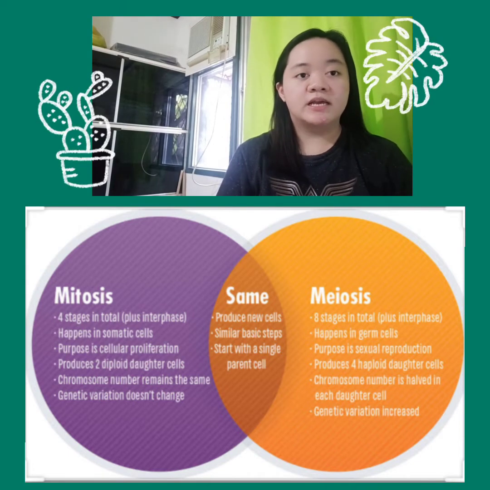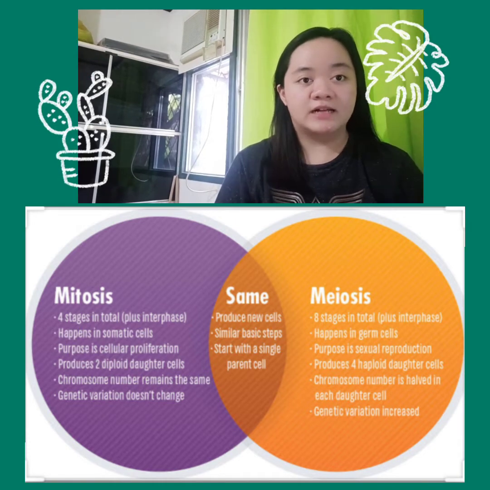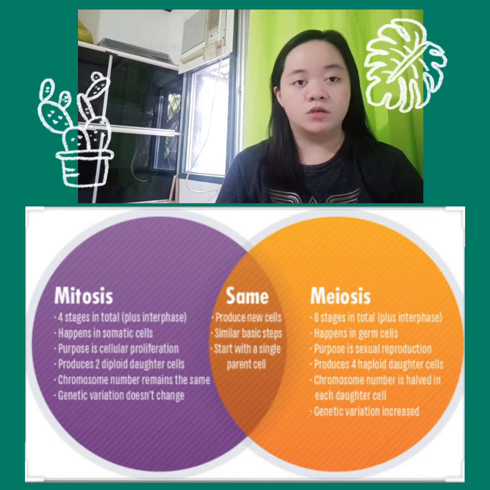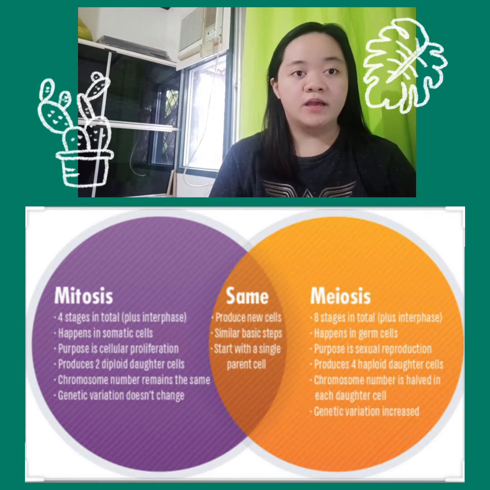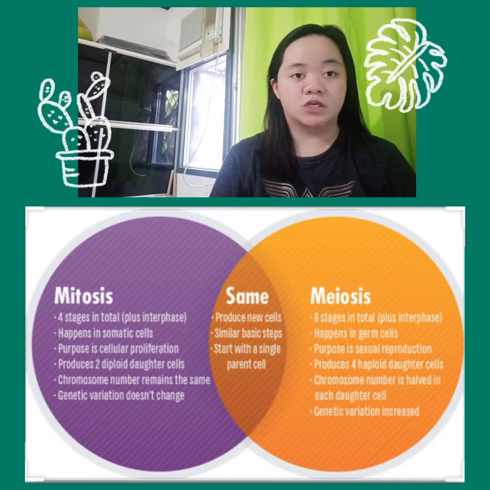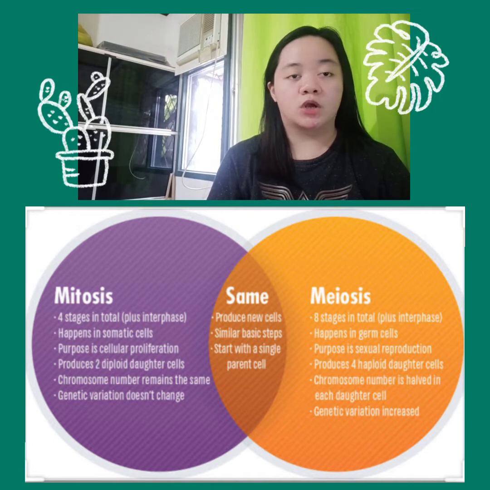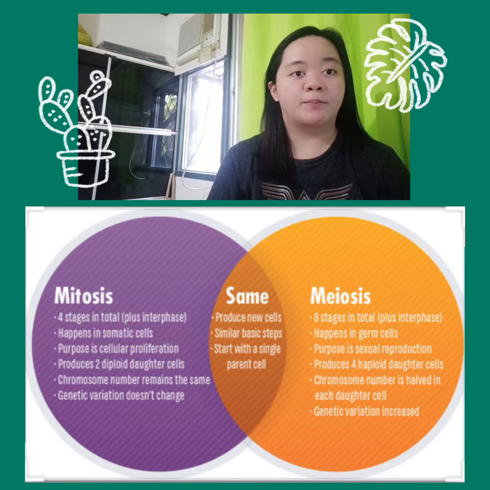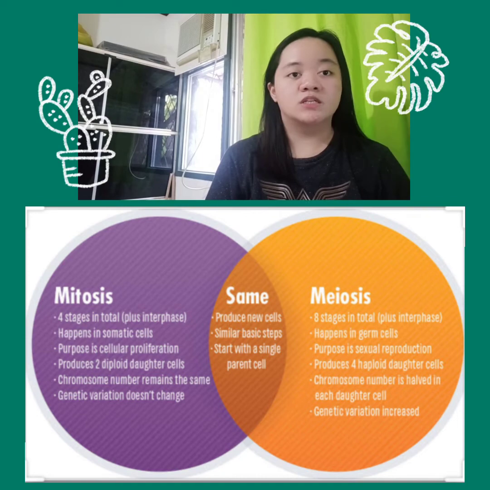The third difference lies in the purpose for its cellular division. For mitosis, its purpose is cellular proliferation. When someone gets a wound or a child is developing and growing, cells in the body proliferate or undergo mitosis in order to close up that wound or make the child grow and develop. Meiosis, however, its purpose is sexual reproduction. Just like what I mentioned before, meiosis is used in the production of sex cells or gametes, ovum or egg in females in a process called oogenesis, and sperm cells in males in a process called spermatogenesis.